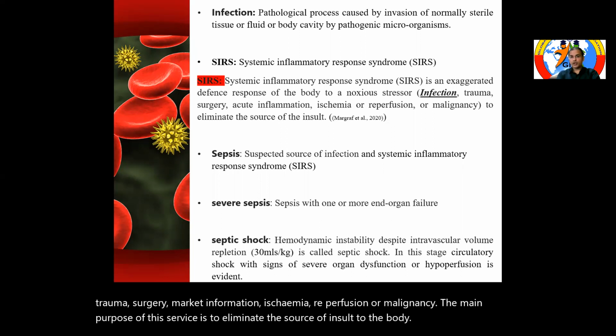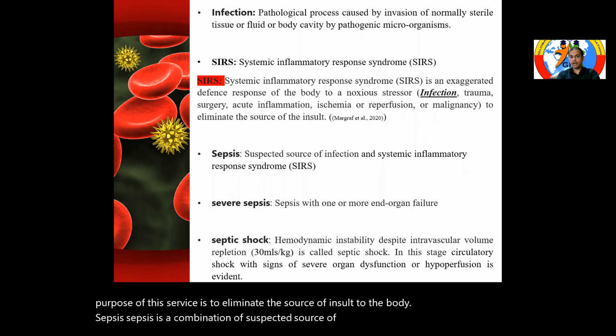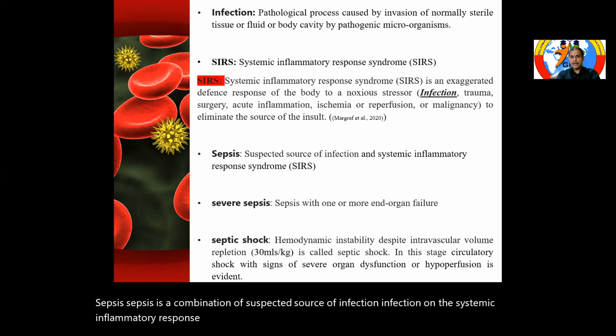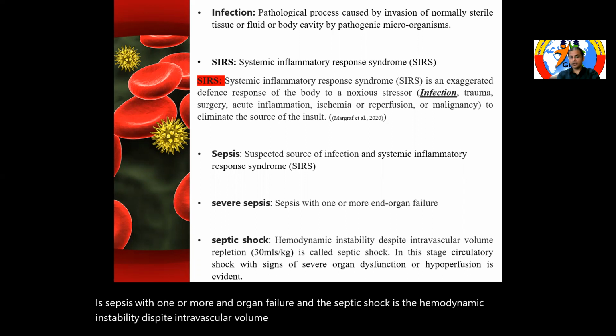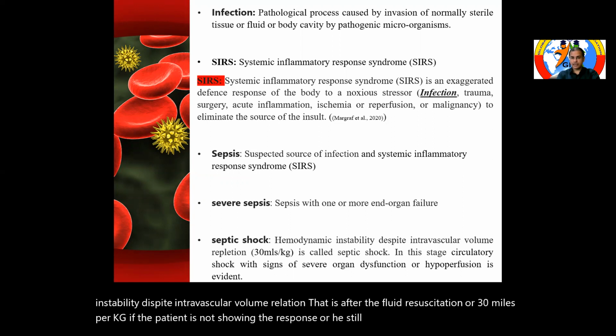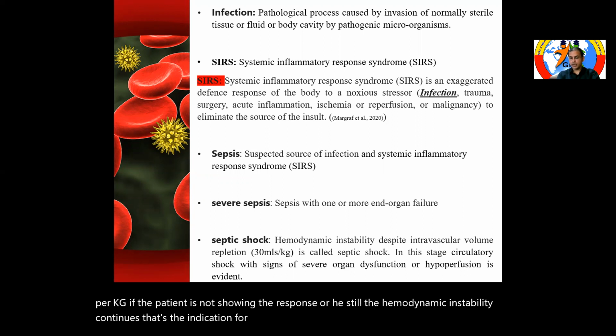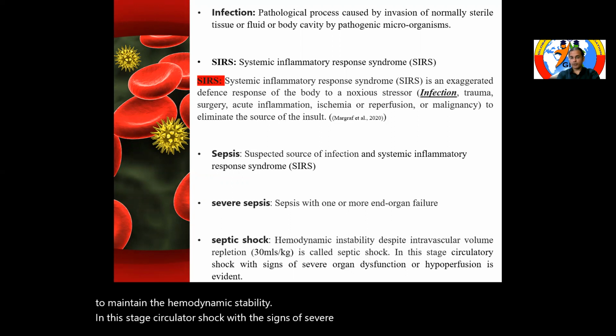Sepsis is a combination of suspected source of infection and the systemic inflammatory response syndrome. Severe sepsis is sepsis with one or more end organ failure. And septic shock is the hemodynamic instability despite intravascular volume repletion. That is, after the fluid resuscitation at 30 ml per kg, if the patient is not showing a response or if the hemodynamic instability continues, that's the indication for septic shock, in which case the patient needs pressors to maintain hemodynamic stability. In this stage, circulatory shock with the signs of severe organ dysfunction or hypoperfusion is evident.